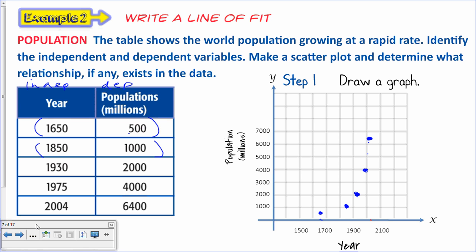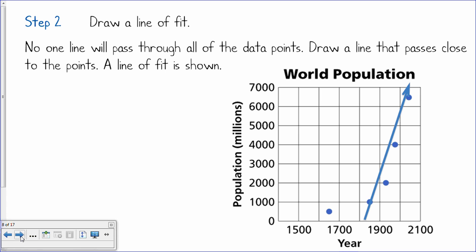Basically, if I want to draw a line of fit through that, I want to get as close to the middle as I possibly can. All right? So a line of fit would look like that. Okay, you guys draw that through there. I don't know if that's on your list. Draw your line of fit. It's going to be right through here.